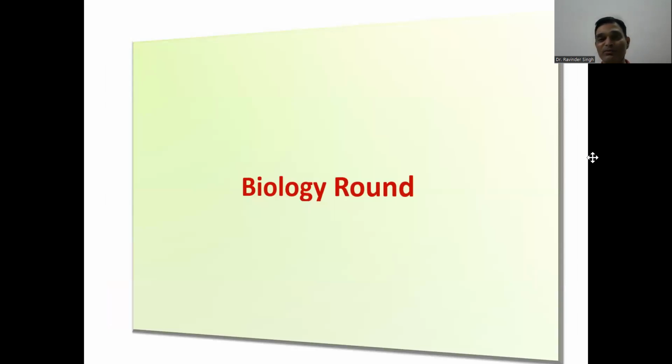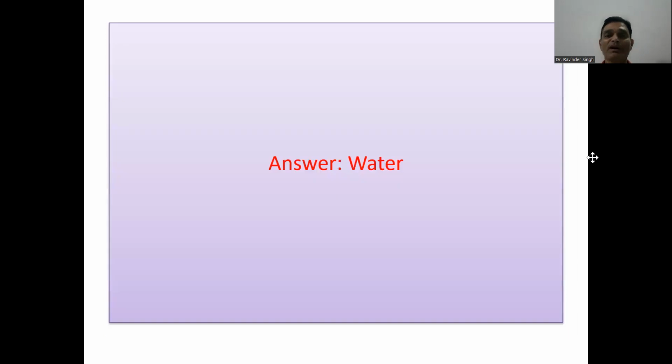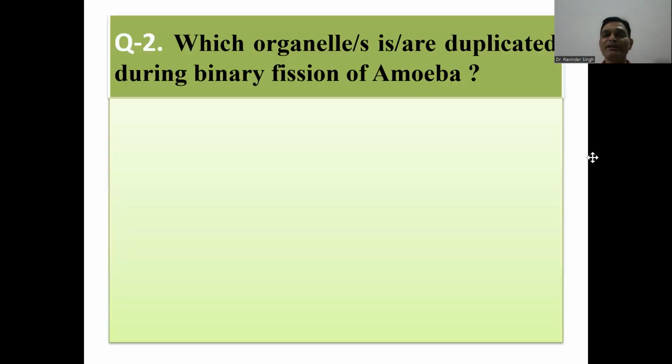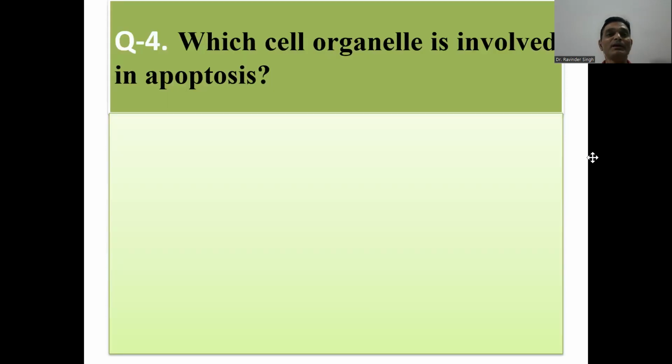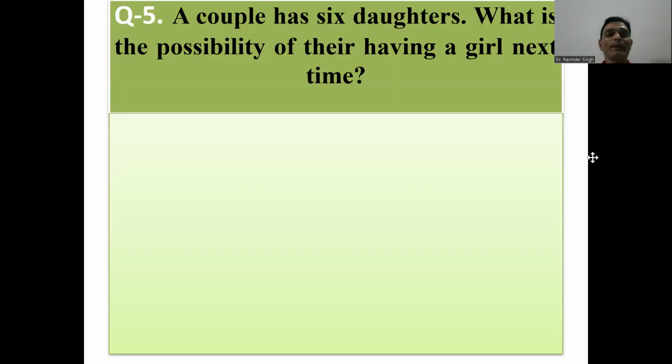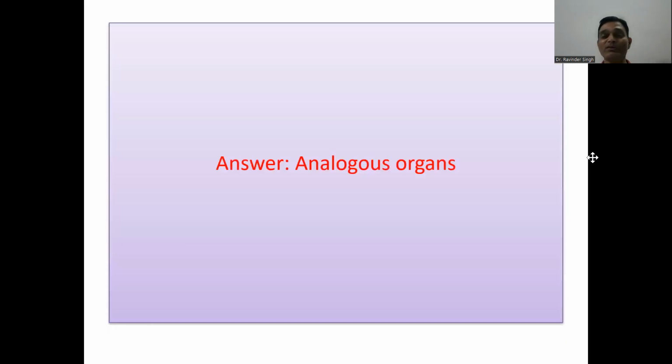Next will be the biology round. Oxygen liberated during photosynthesis is coming from water. Which organelle is or are duplicated during the binary fission of the amoeba? The answer is the nucleus. In sickle cell anemia, glutamic acid is replaced by valine. Which cell organelle is involved in apoptosis? The answer is mitochondria. A couple has 6 daughters. What is the possibility of their having a girl next time? That is 50%. Which type of organs are the wings of the butterfly and the birds? The answer is analogous organs.